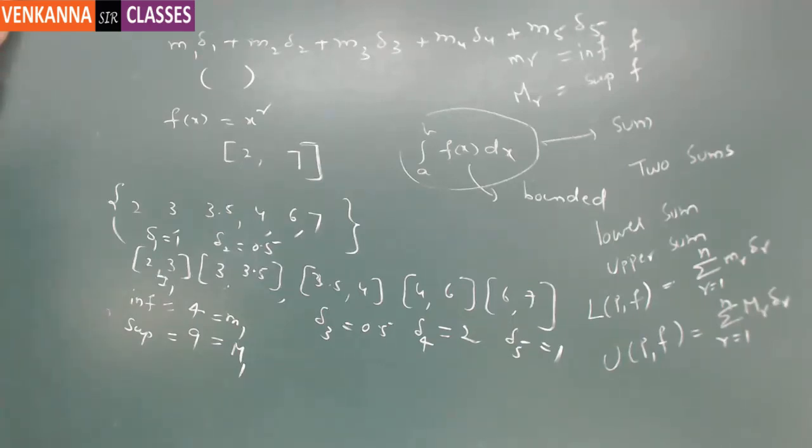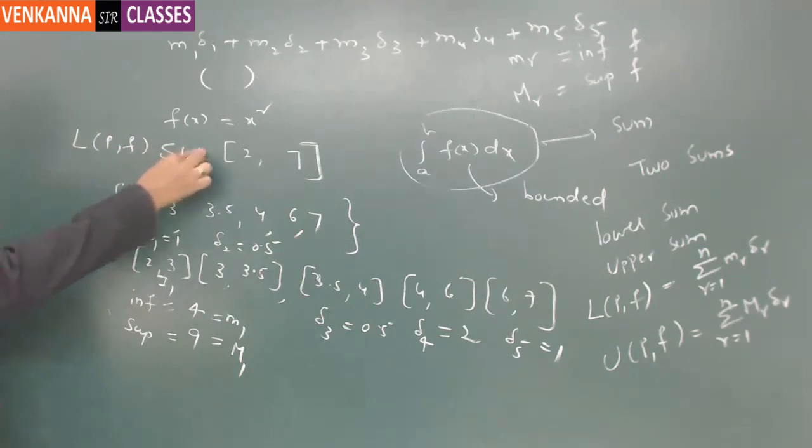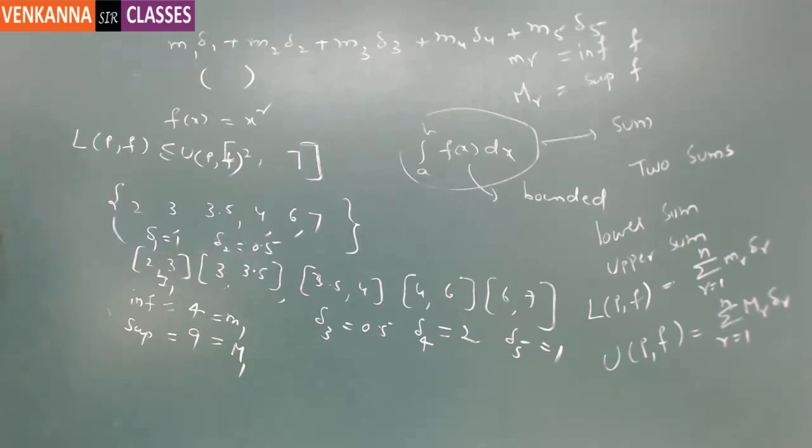Now, after calculating L(P, f) and U(P, f), whatever partition you consider, and whatever function you consider, the lower sum is always less than or equal to the upper sum. The lower sum will be less than or equal to the upper sum.